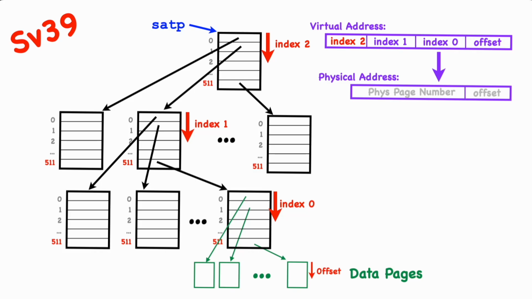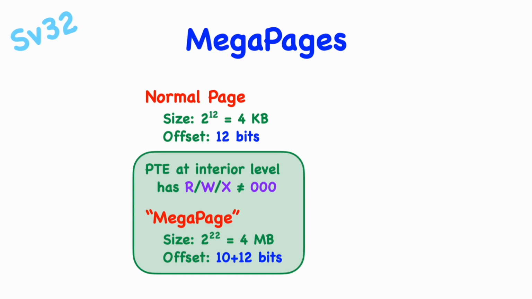Of course, the page table walk could encounter an invalid page at any step in this process, in which case it would just stop and throw a page fault exception. And it might also encounter a mega page or even a Giga Page, and that is going to be our next topic of discussion. Let's go back to the Sv32 scheme and review megapages.